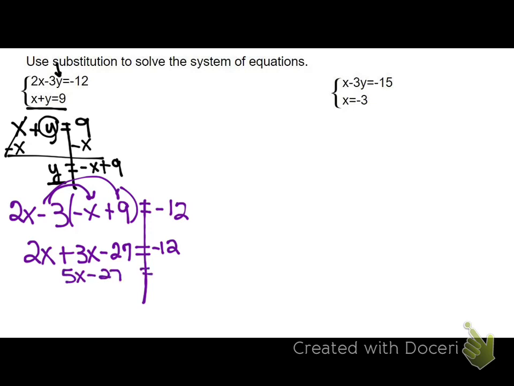Now what, Riley? Divide. No, you add plus 27. There we go. Which equals? 15. Next step, Emily. You divide by 5 and get 3. X equals 3.